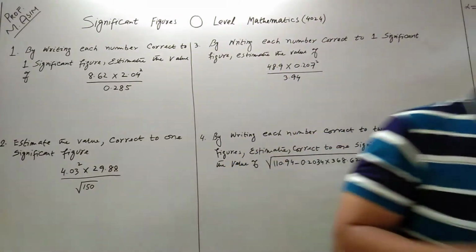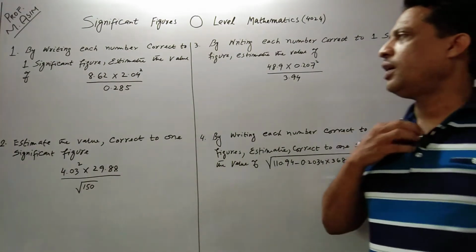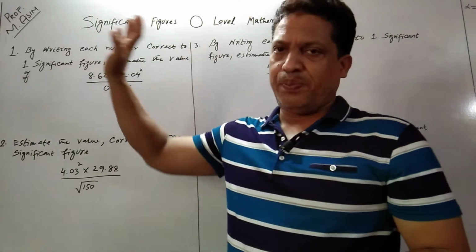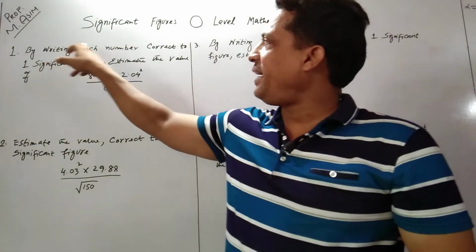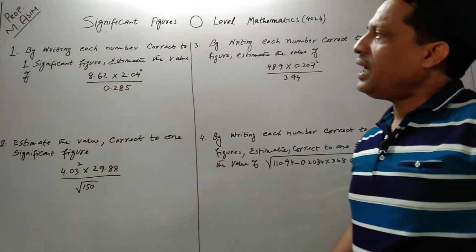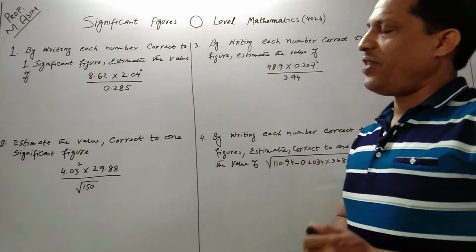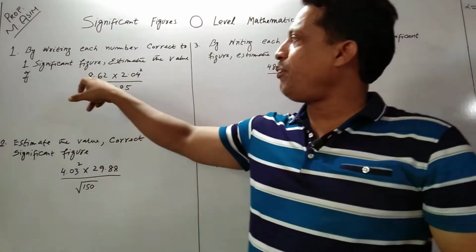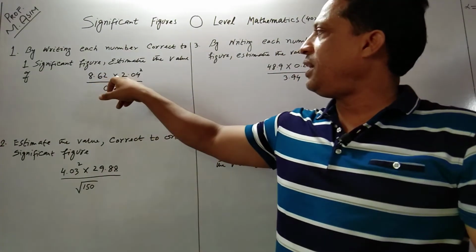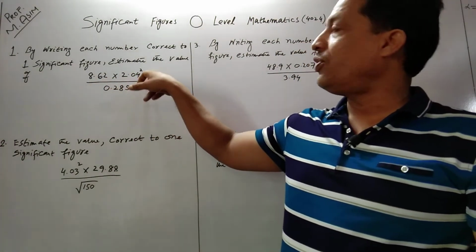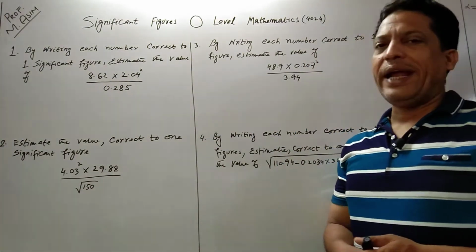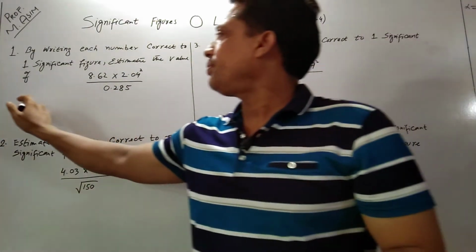See question number 1. In question number 1, this is a paper 1 question. By writing each number correct to one significant figure, estimate the value of 8.62 multiplied by 2.04 squared over 0.285. Solution.